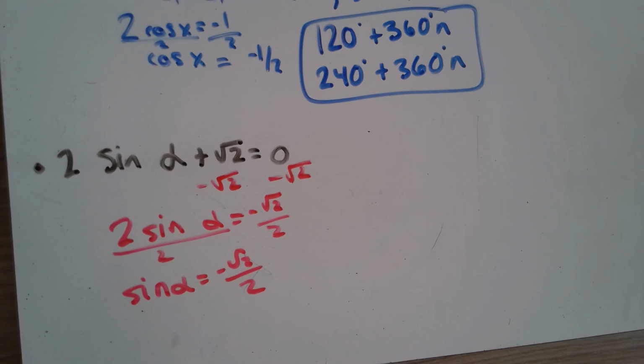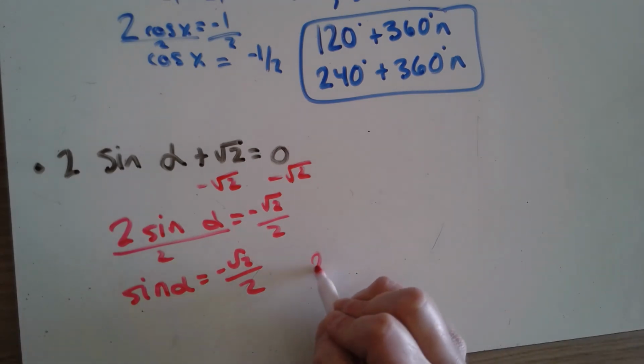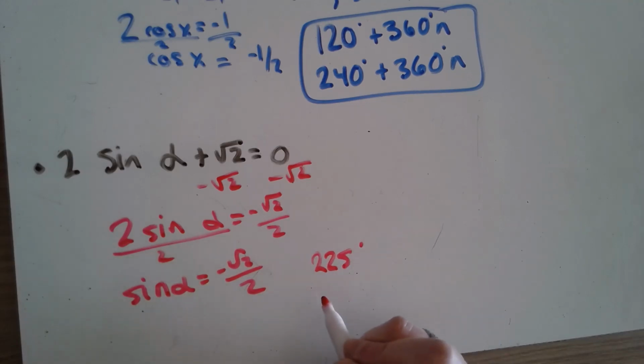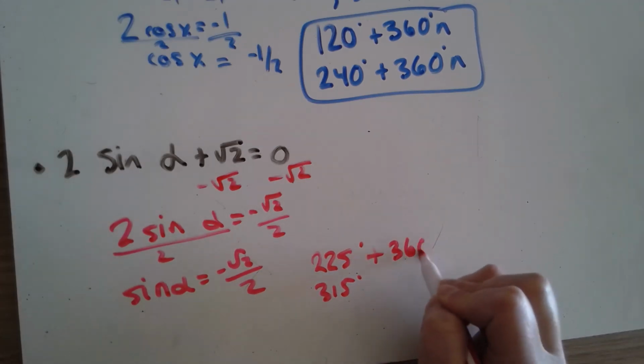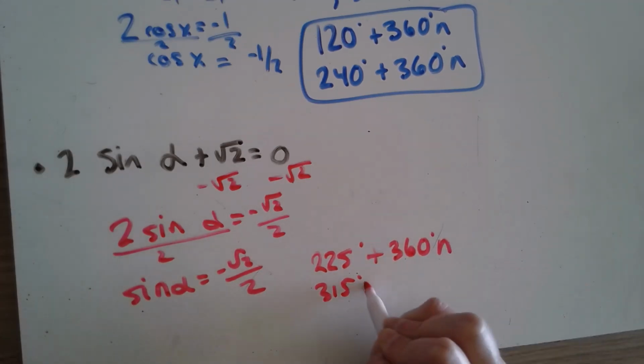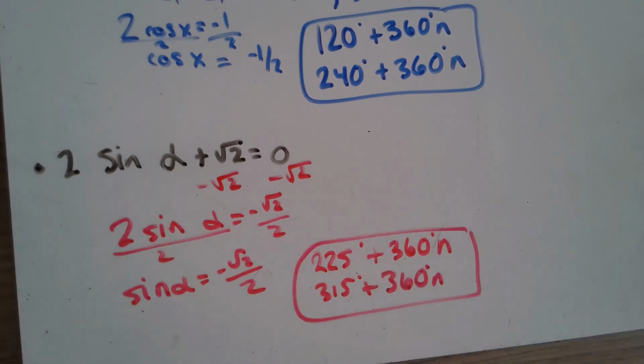So I'm looking where sine is negative square root 2 over 2. Well, I know sine is square root 2 over 2 with the 45-degree angles. If it's negative, All Students Take Calculus, so not the first, not the second, so third and fourth. So we're going to get 225 degrees and 315 degrees, so plus 360n, plus 360n.